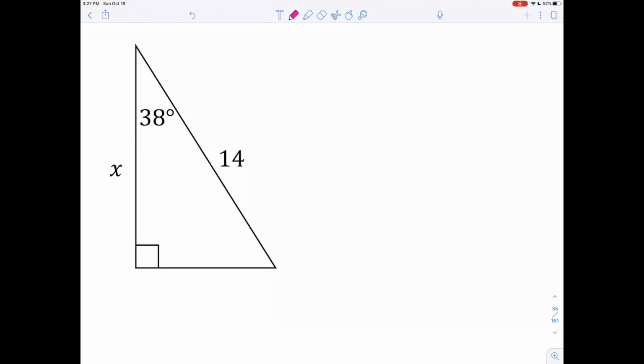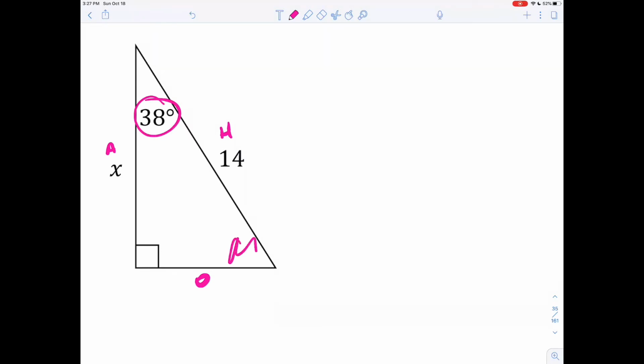Give this a try. Do all the pausing and going forward. There are a few more examples on this, but try this one. I'm looking at this being my opposite side, this being my hypotenuse, and this being my adjacent, all based on this 38-degree angle.